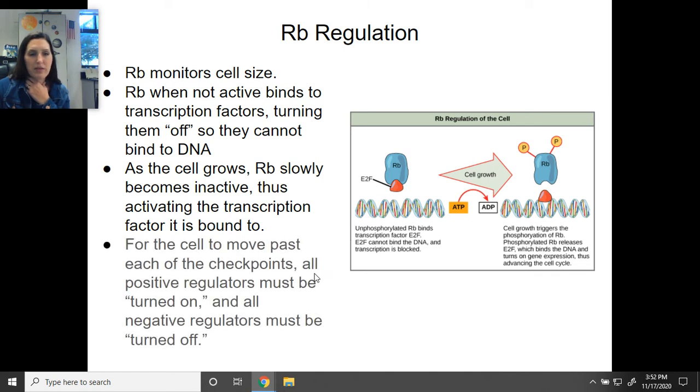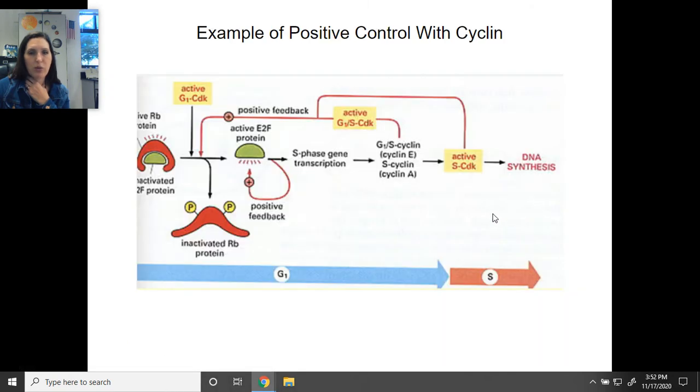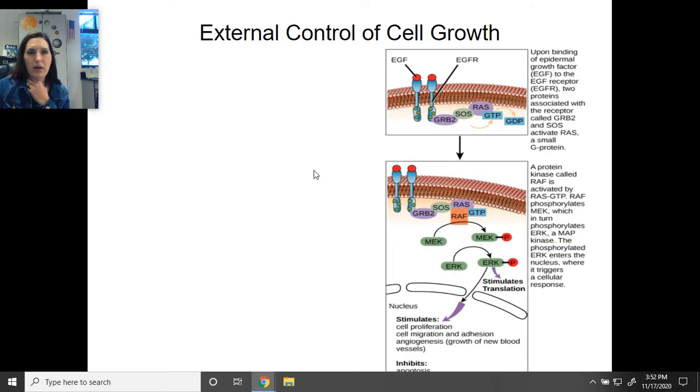For the cell to move past each checkpoint, all positive regulators must be turned on and all negative regulators must be turned off. So every promotion needs to be turned on to go through the next part of the cell cycle. So this is that positive control. So this is moving farther away from the original, okay? And we're promoting from one to the next in a positive feedback loop where we keep moving down and our DNA gets synthesized, okay?